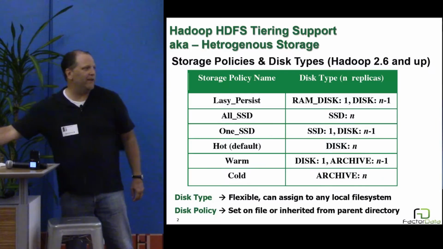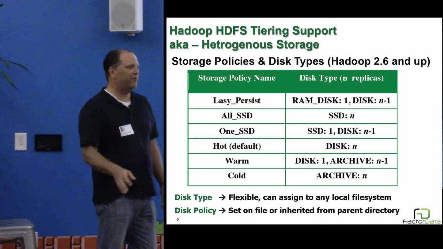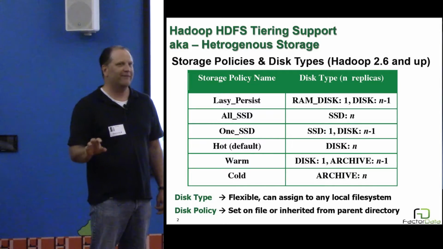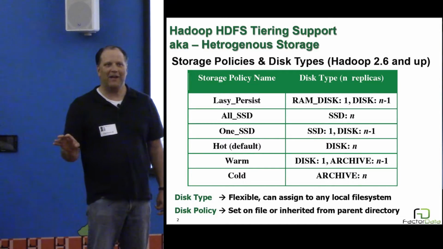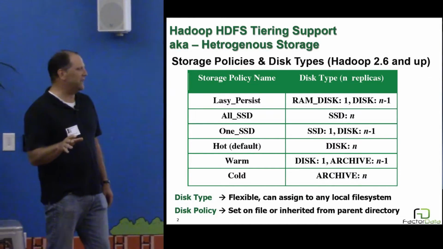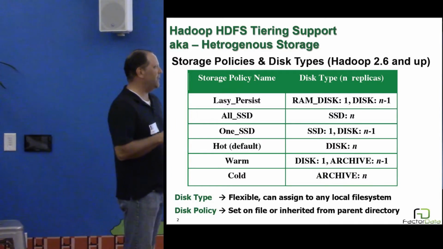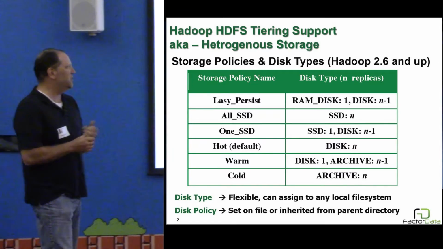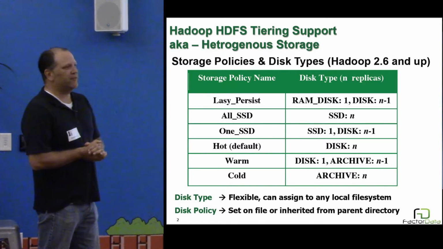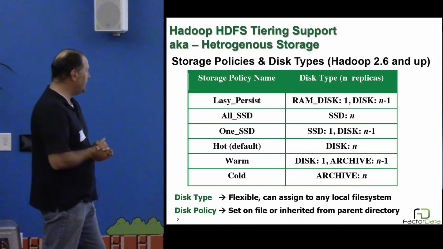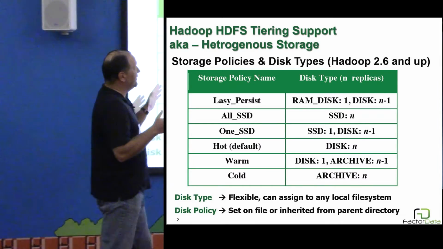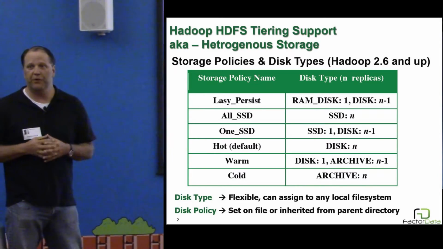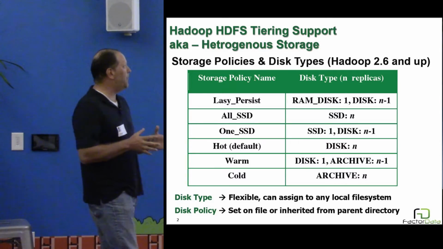By the way, has anybody worked with the tiering function in Hadoop, heterogeneous storage or archive or storage policies or types? Anybody? Have any of you worked with it? It's fairly new in terms of Hadoop itself, but it's actually been in production since 2.6, about 1.5 years, 2 years or so. This capability's been in Hadoop. So storage policies and disk types really make up what is called tiering or heterogeneous storage in Hadoop today. Those are the two main components of it.